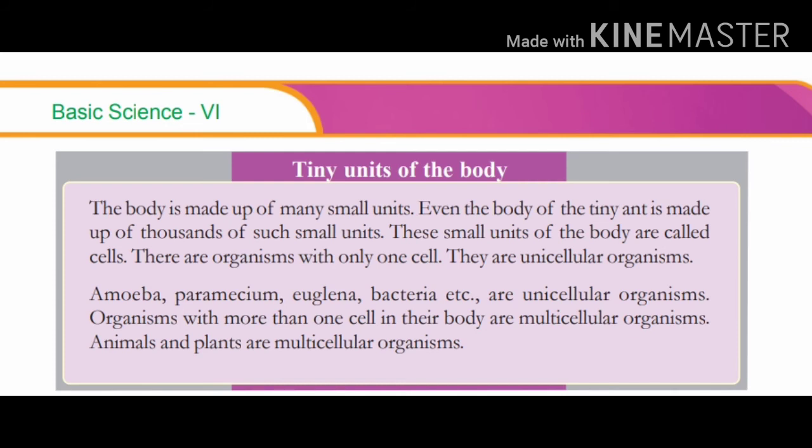Amoeba, paramecium, euglena, bacteria etc. are unicellular organisms. Organisms with more than one cell in the body are called multicellular organisms. That means animals and plants are multicellular organisms.